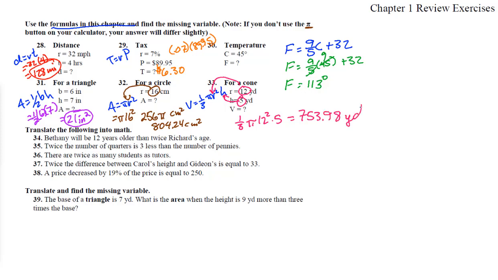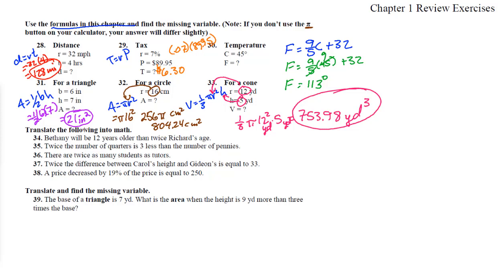Is it squared? No, it's a volume. This is yards cubed. And notice how this happens. If this was a yard right here, the yards become squared when you take 12 yards times 12 yards. You get 144 yards squared. When you times it by 5 yards again, you get yards times yards times yards, cubic yards. And it gets the right unit. Good.